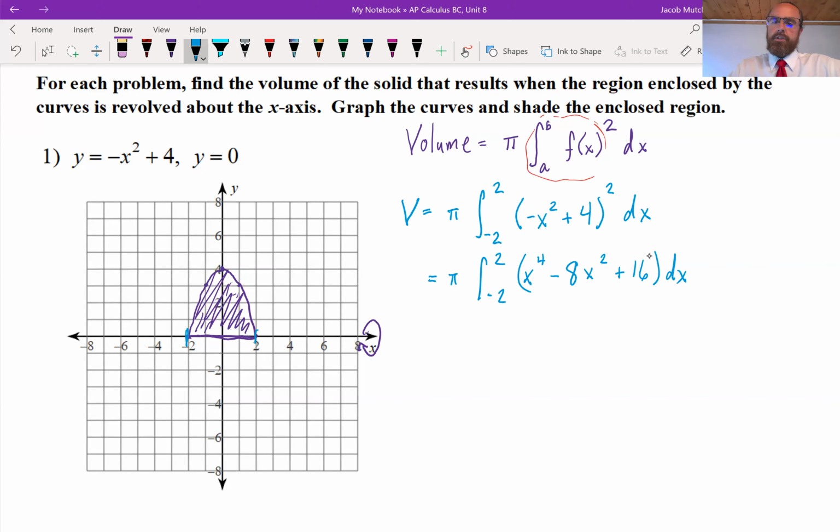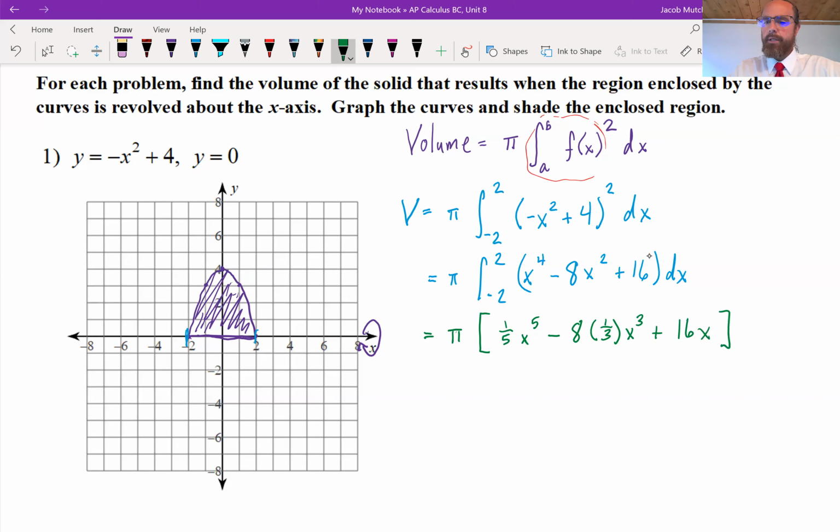So now I'm ready to actually integrate. At that point, I'm going to record again the pi. It's really a steady stay-in-place coefficient. But now I'm going to integrate my 4th degree polynomial there. So it's going to be 1/5 times x to the power of 5. That's coming from the integration of x to the 4th. Minus 8 times 1/3 x cubed plus 16x.